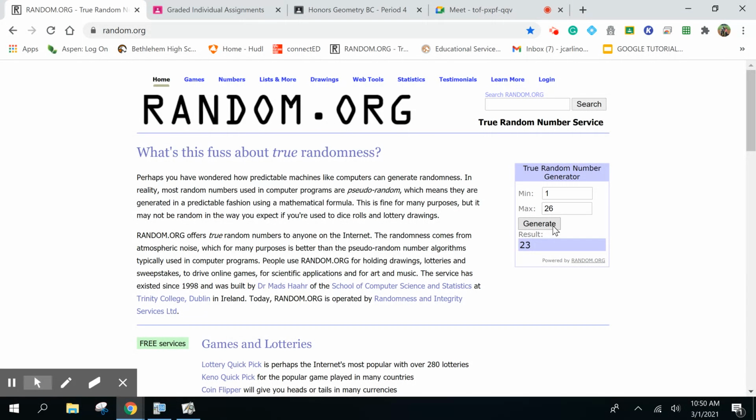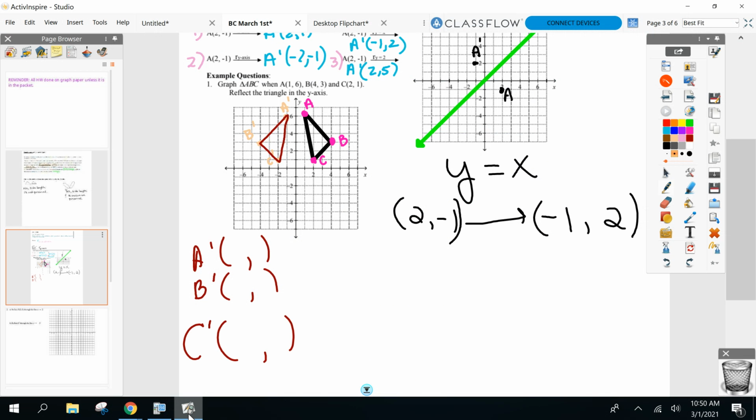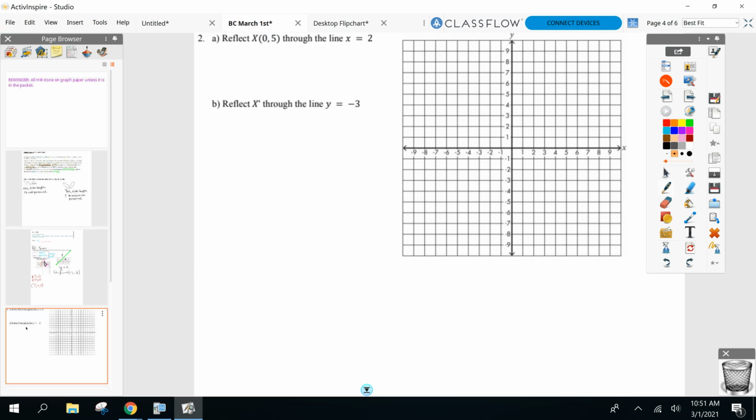Ooh, here we go in the hat. Luke, here we go. What do you end up with? A prime, -1, 6. B prime, -4, 3. And C prime, -2, 1. Good job, Luke. Thank you. Everyone all right? No issues? Okay. It only gets a little crazy when it's not the X or the Y. It's just Y equals a number, X equals a number.